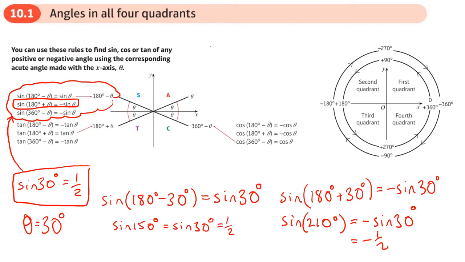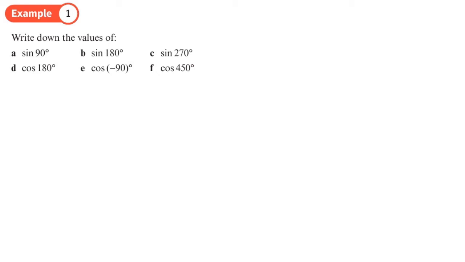Now, when we go through the examples, we don't really need to memorize all this stuff that's here. There's a much easier way to actually work out these values, and I'll show you when we do the examples. So for this question, we're going to use the graphs of sine, cos and tan to help us.